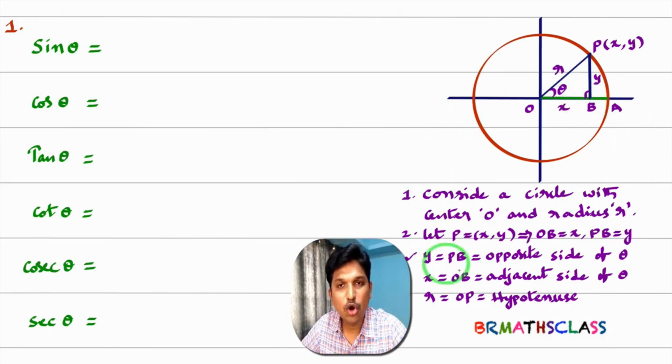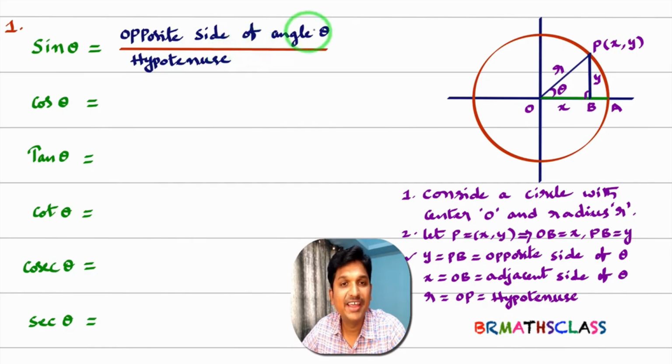Once we consider all these things, then the 6 trigonometric functions are defined as follows. What is sine theta? Sine theta is defined as the opposite side of angle theta divided by the hypotenuse. This formula works only for a right angle triangle. Here, theta can be taken as any angle.